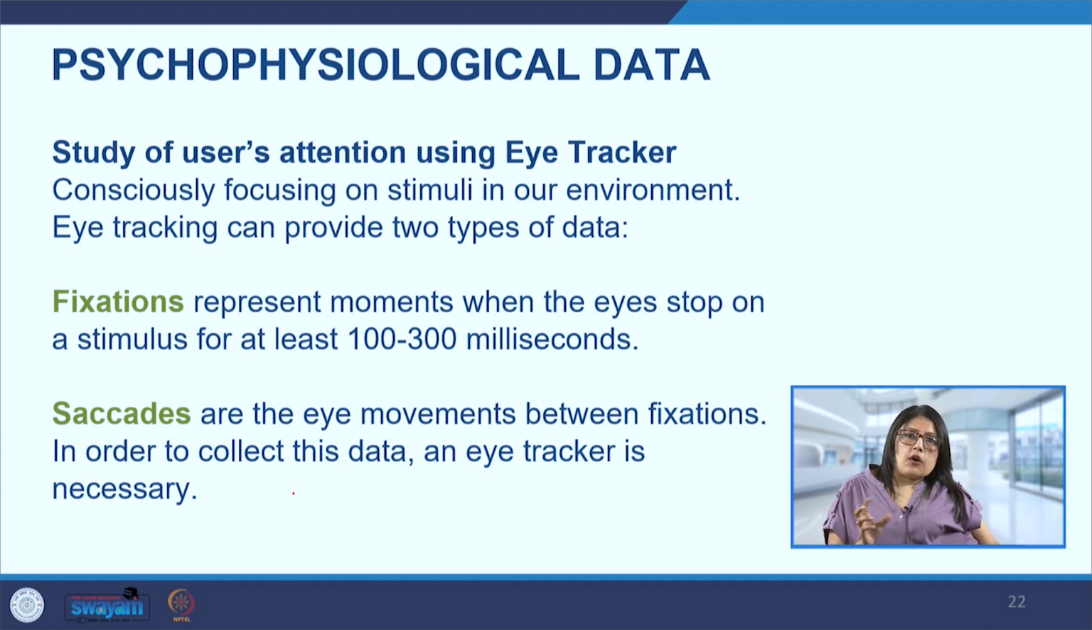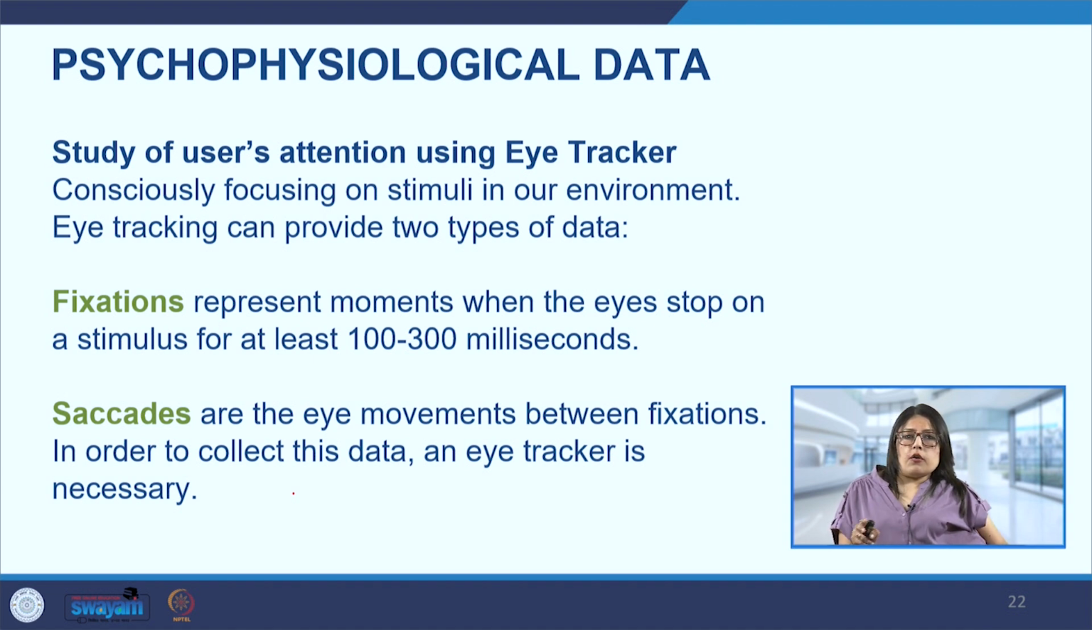When it is around 100 to 300 milliseconds, we can say it is a fixation. So the eye is not just gliding over the information, but it is stopping for a few milliseconds, and that means the eye has registered the information. And the second is the saccades. These are the eye movements between these fixations.